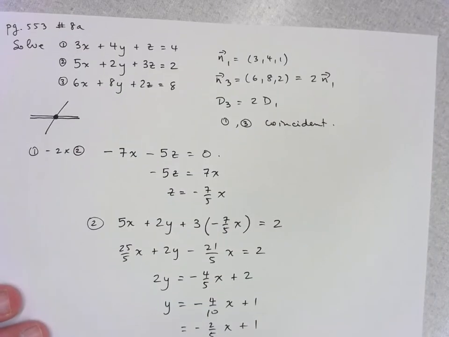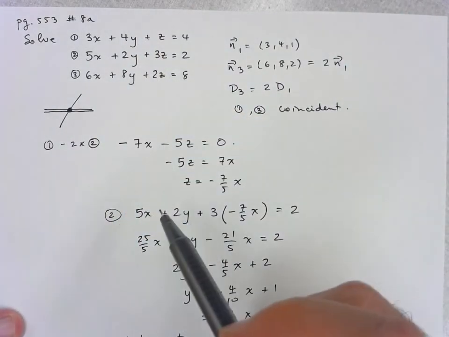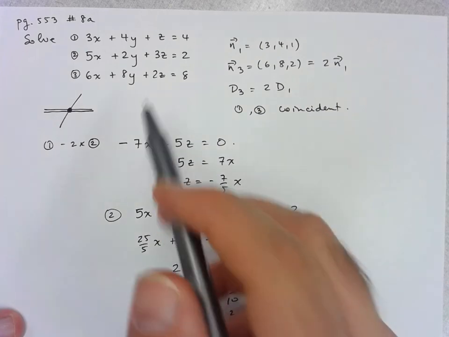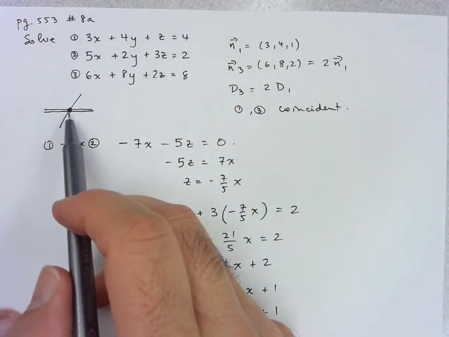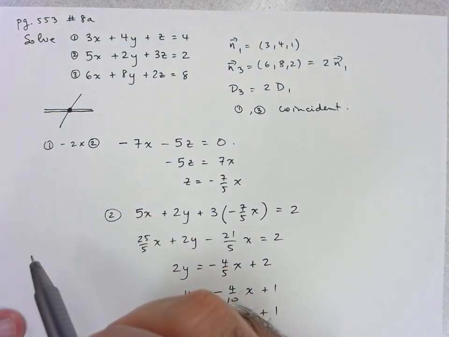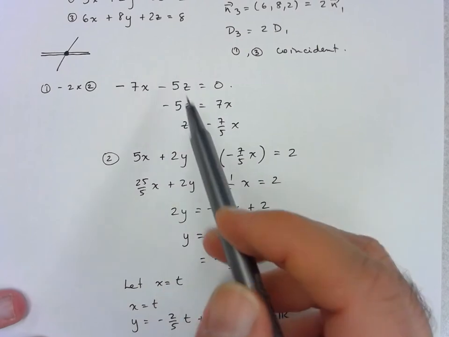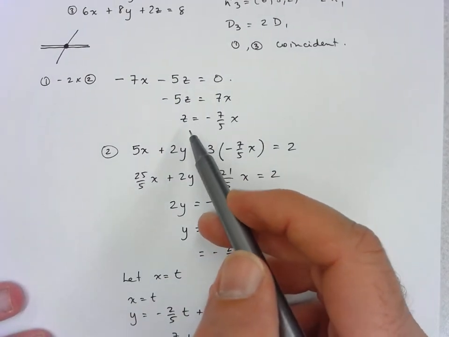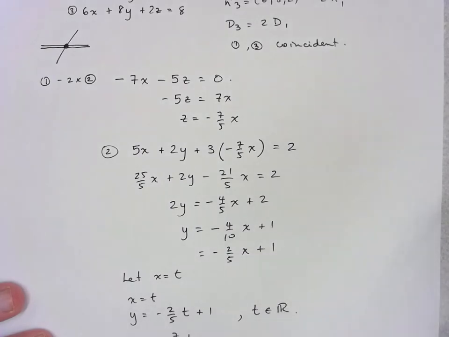Just to recap: step number one was to realize that two of these planes were parallel and coincident, and the other one not being parallel told us that we were going to have the equation of a line as our answer. Then from there, it's the usual: eliminate a variable and write two variables in terms of a third, and that third becomes your parameter. That's it for this one.